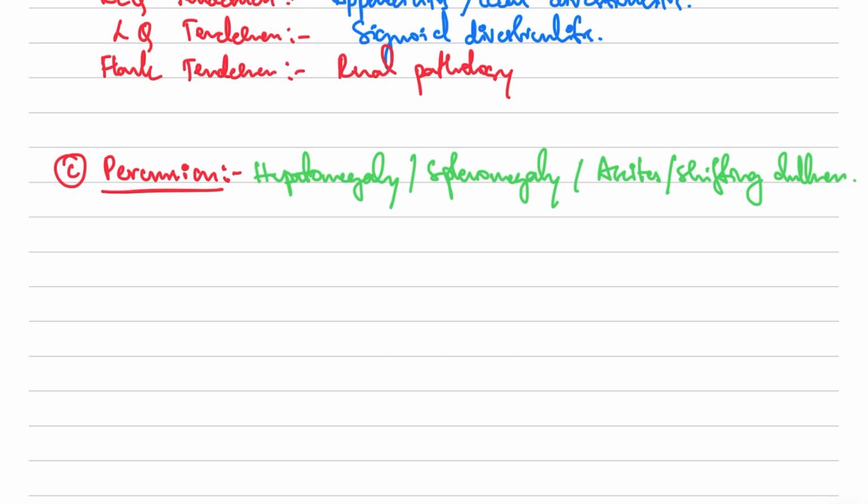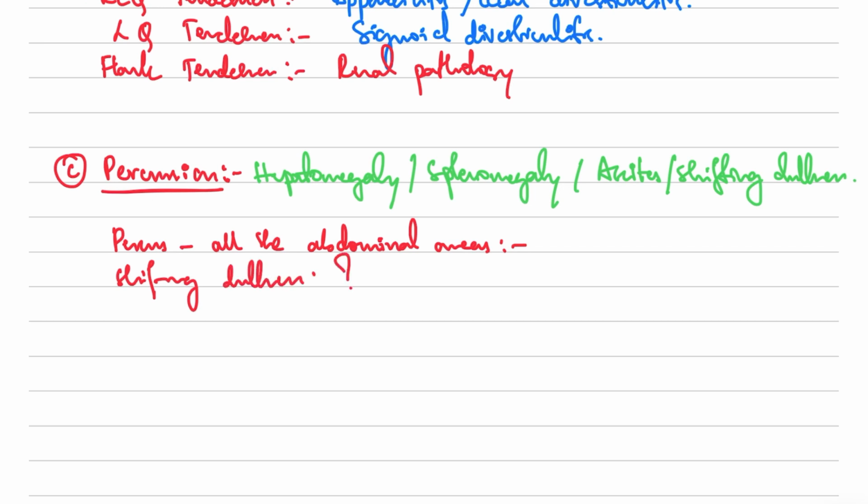So what does shifting dullness indicate? Shifting dullness indicates that the patient is having mild to moderate ascites. Okay. So basically in the percussion you are going to percuss all the abdominal areas. Okay, then you are going to look for any shifting dullness if present.